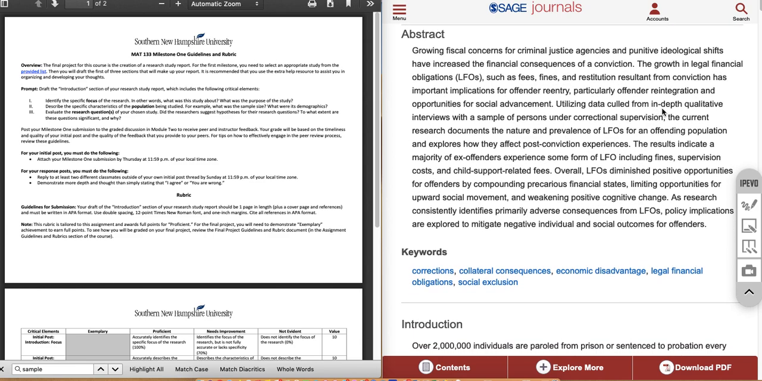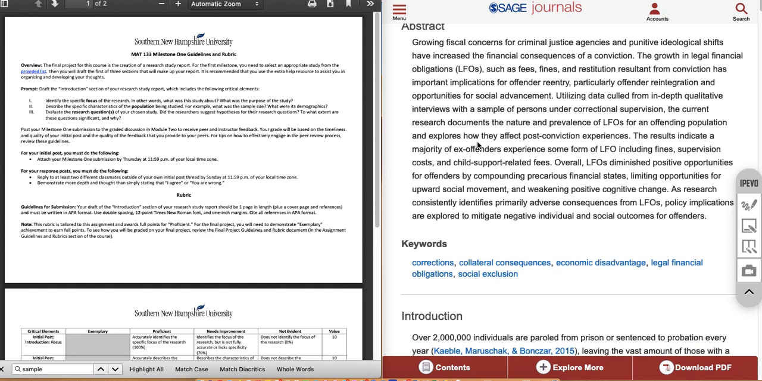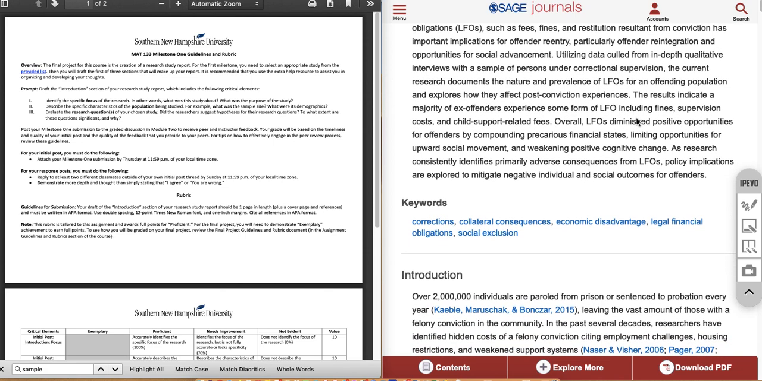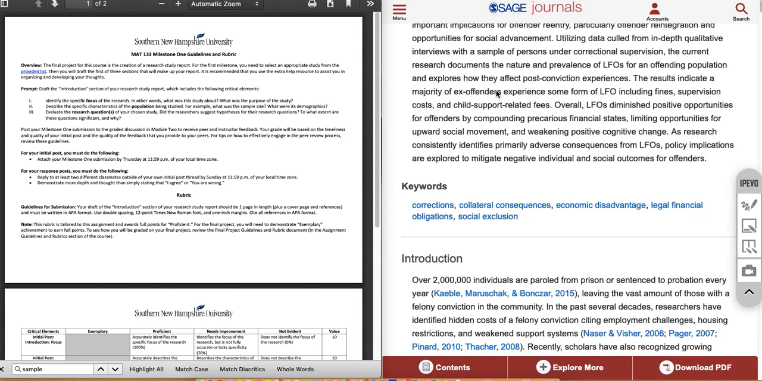Utilizing data culled from interviews and a sample under supervision, the research documents the nature and prevalence of LFOs for an offending population and explores how they affect post-conviction experiences. So right here, they're really talking about the focus.